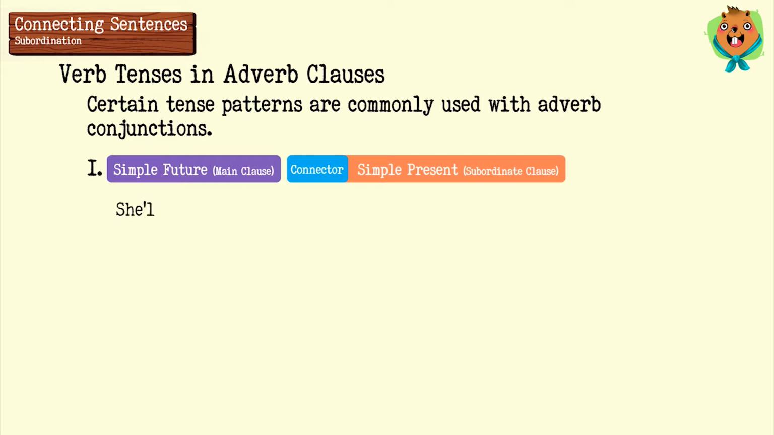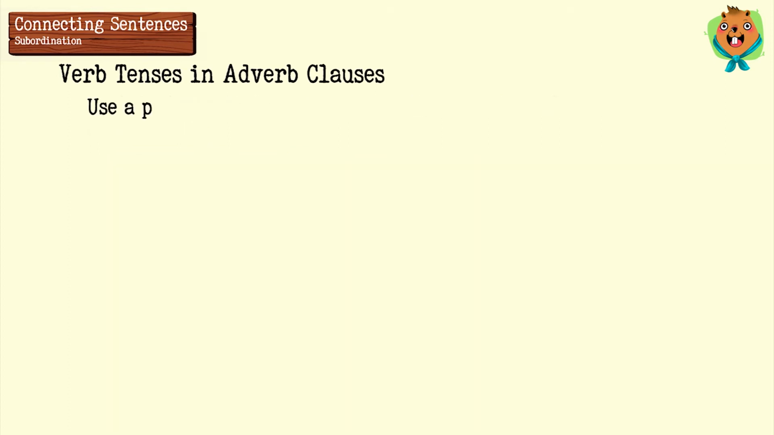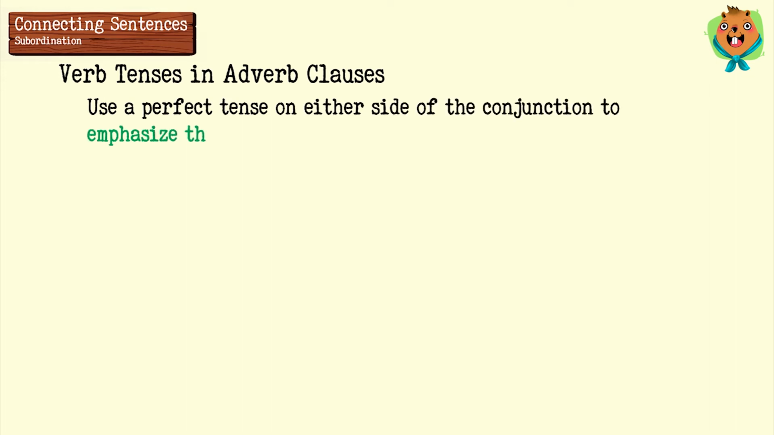For example, she'll find out about the mistake when she arrives. Or she'll find out about the mistake once she arrives. Or she'll find out about the mistake if she arrives. To emphasize the completion of an action or event, a perfect tense could be used on either side of the conjunction.